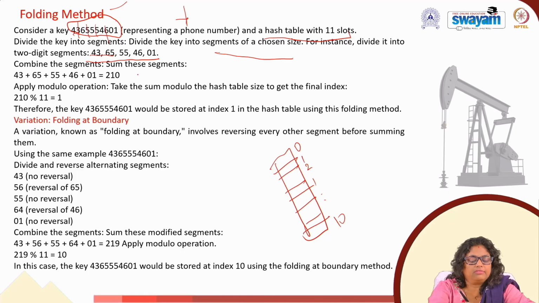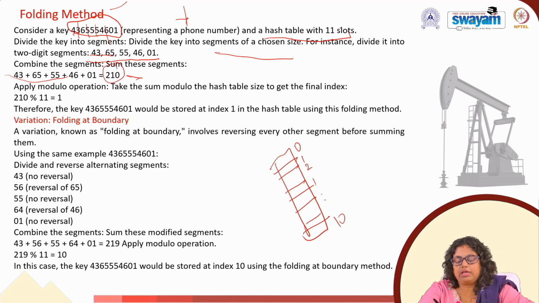Then the next thing, we need to sum these up. Summing up, you now have 210. Now I have 11 slots, that is my bucket or hash table slots. So I apply the modulo of that: 210 modulo 11, and I get the remainder 1. So this phone number will get stored here.